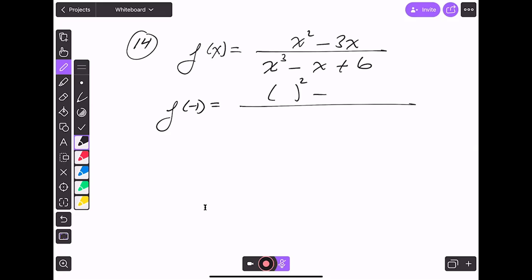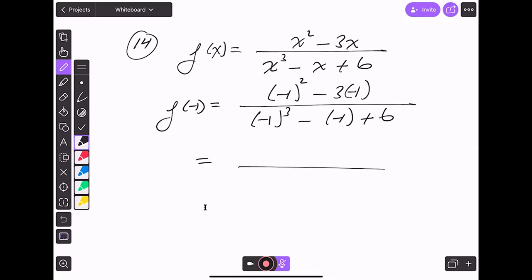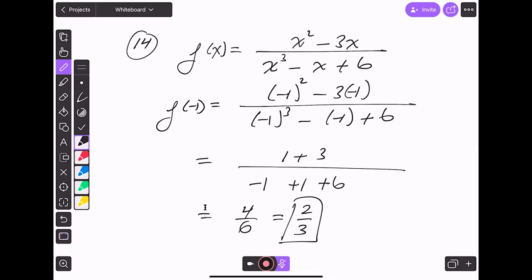Parenthesize the variable and plug in its value. Yes, mistakes can happen. What do you get on top? You get 1 plus 3. The bottom you get -1 plus 1 plus 6. This gives you 4/6 or 2/3. Look at the key. Make sure you're staring at that.